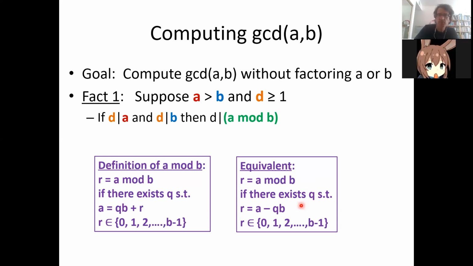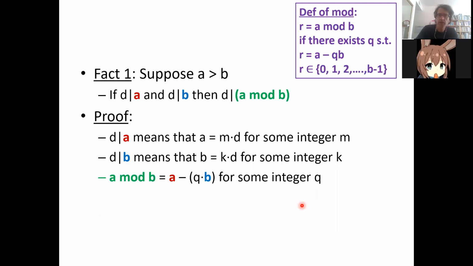So here is the same thing. Now if D divides A and D divides B, then A is some multiple of D and B is some multiple of D. And because R has this form, it's A minus quotient times B. So it follows that A minus quotient of B is also a multiple of D, because A is some multiple of D and B is a multiple of D.